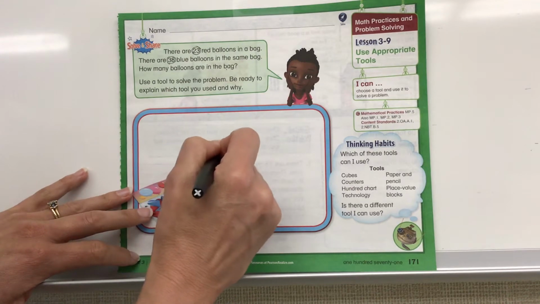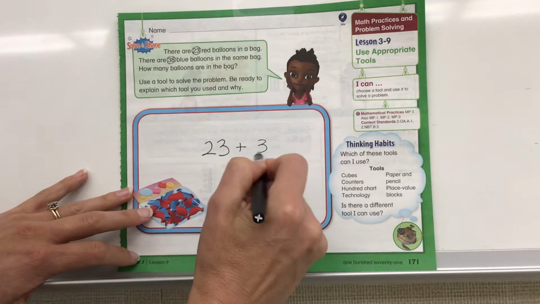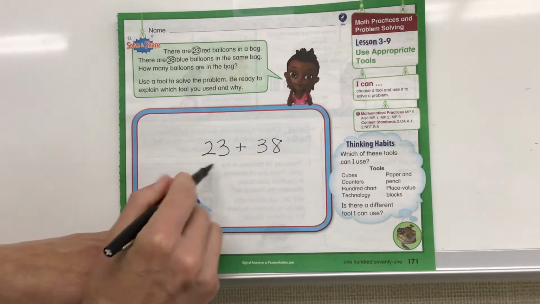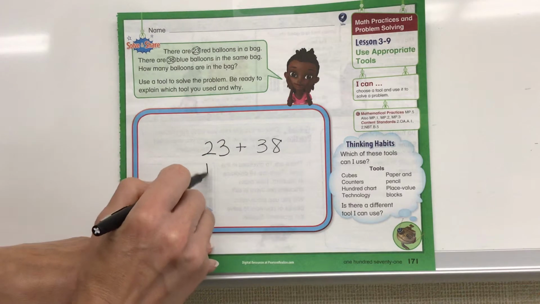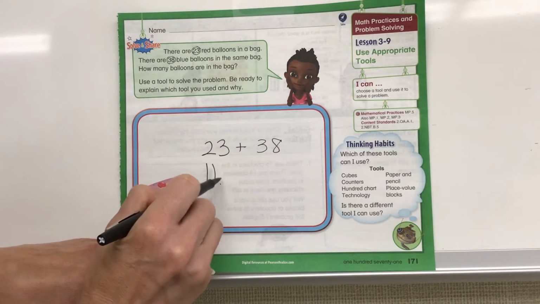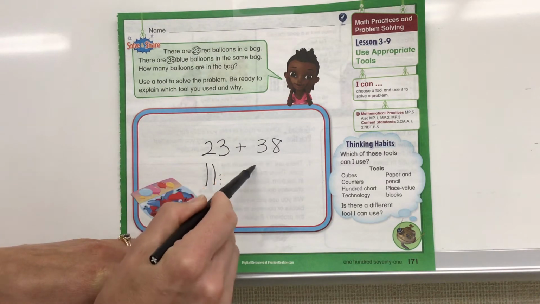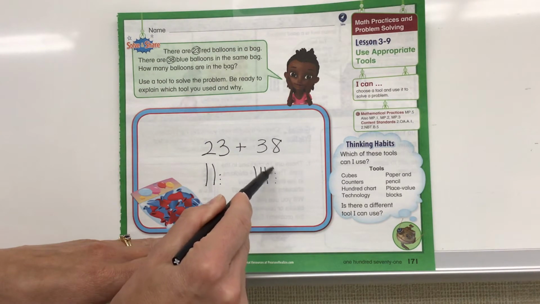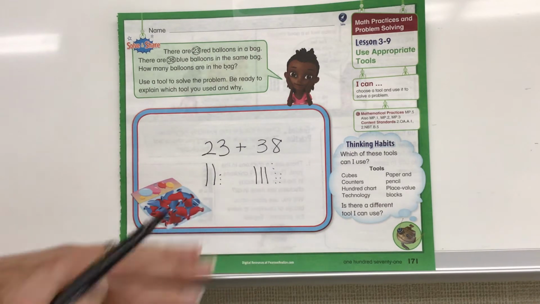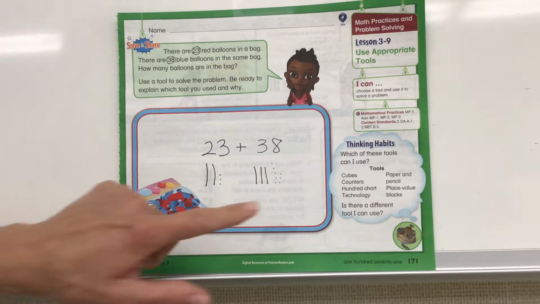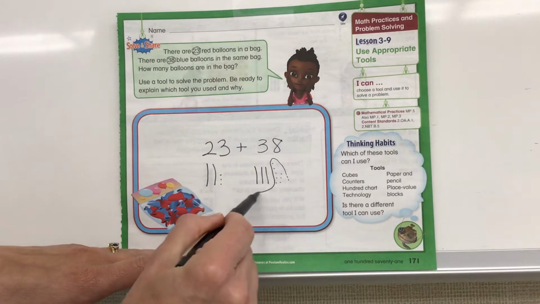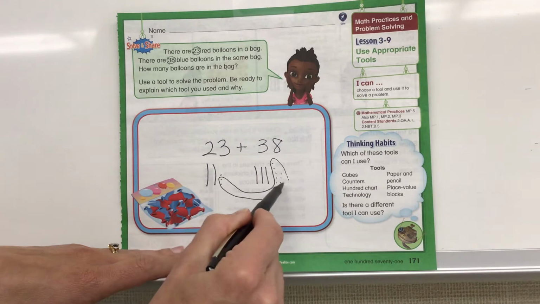So I'm going to do 23 plus 38. Okay, 23 with my place value blocks, 10, 20, 1, 2, 3. I have 3 groups of 10 and 8 ones. 1, 2, 3, 4, 5, 6, 7, 8. So what I want to do is try and get my ones into a bundle of 10. So I have 8 here. 8 plus 2, I know, is a bundle of 10.